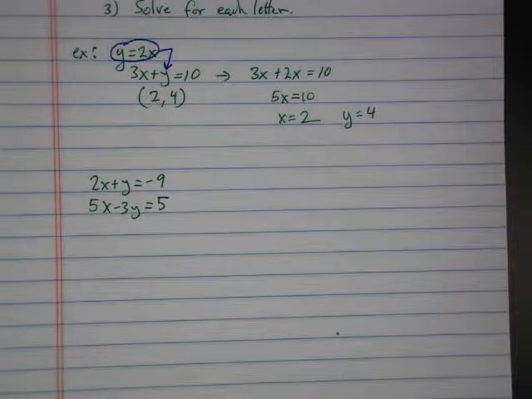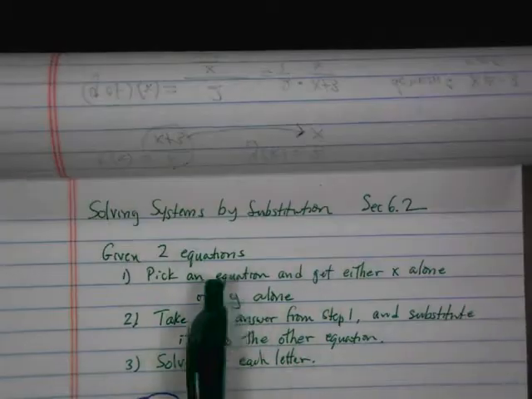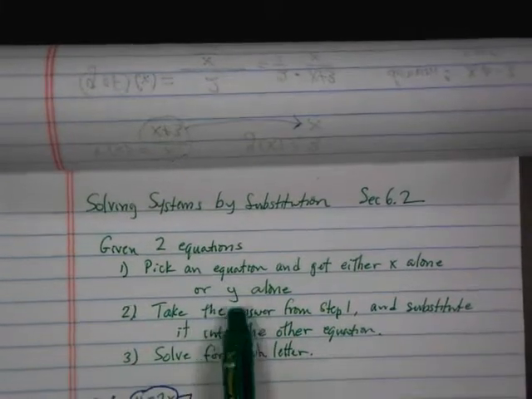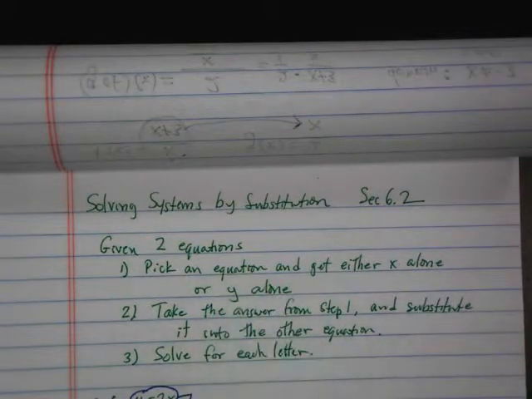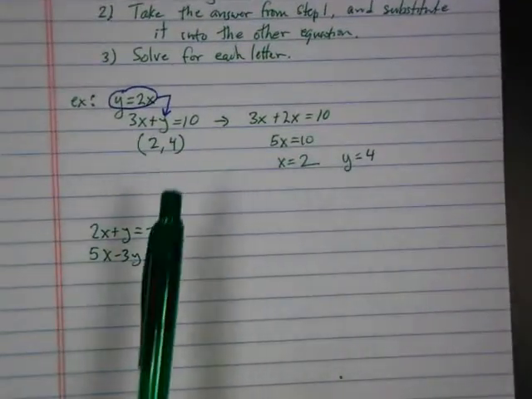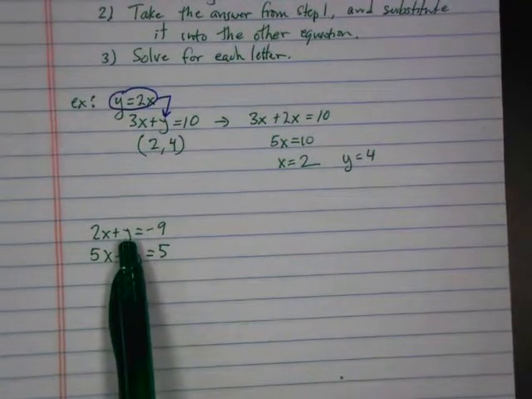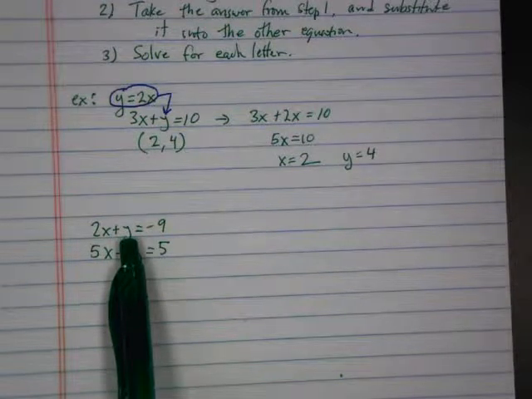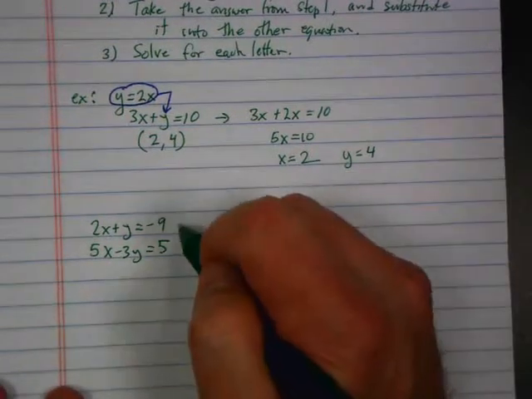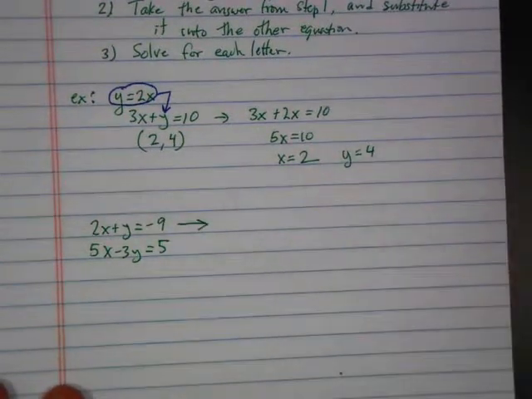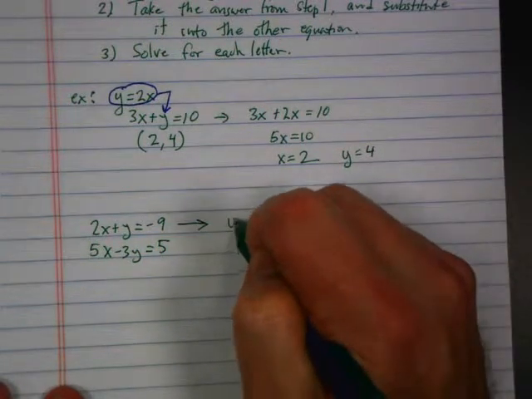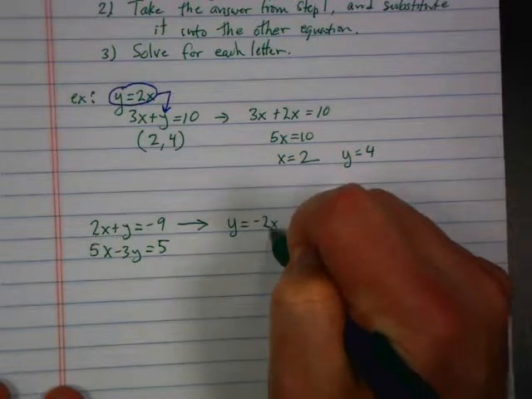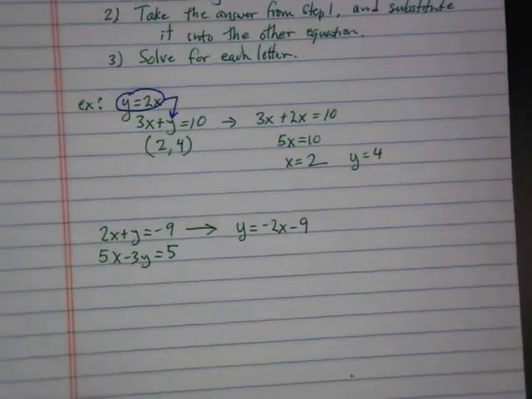So one of the goals in doing this is to do as much as you can to avoid the fractions. So that's why I say, for step 1, it doesn't matter which equation you pick, and it doesn't matter which letter you pick, but you want to pick wisely. And in this case, picking wisely is to get that y all by itself, because it's the easy one. So I take that equation. How do I get the y all by itself? Subtract 2x. So I'm going to have y equals minus 2x minus 9.